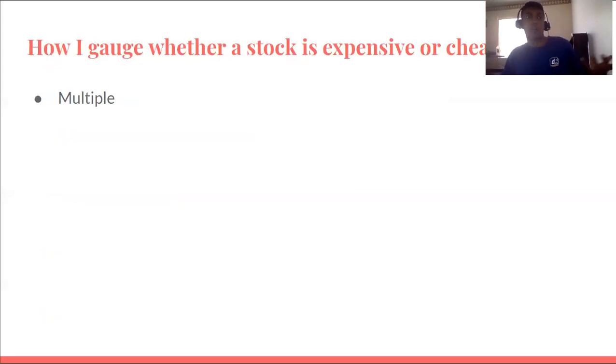So how do I gauge whether a stock is expensive or cheap? By using something called a multiple, we can figure out how we're paying for a stock's underlying business and how it has changed over time. So let me go more into depth on that.